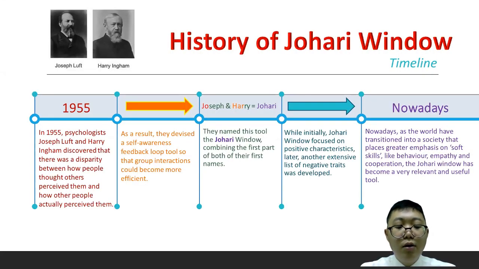In 1955, psychologists Joseph Luft and Harry Ingham discovered that there was a disparity between how people thought others perceived them and how other people actually perceived them. As a result, they devised a self-awareness feedback loop tool so that group interactions could become more efficient. They named this tool the Johari window, combining the first part of both of their first names. While initially the Johari window focused on positive characteristics, later another extensive list of negative traits was developed. Nowadays, the Johari window has become a very relevant and useful tool.